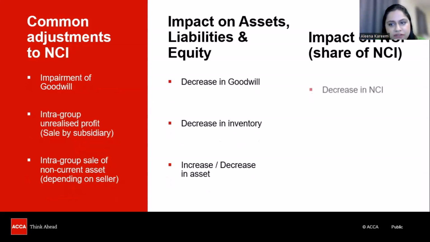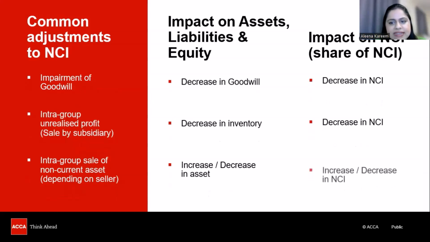Let me just complete it in full so that I can discuss both the NCI and the asset and liability impact simultaneously. In case of impairment, you decrease the value of goodwill and you decrease the NCI also, because on one hand the asset is decreasing, and on the other hand the value related to NCI is decreasing. So only with the portion of NCI. And remember, this will only happen in which model? Yes, the fair value model, what we call the full goodwill method.